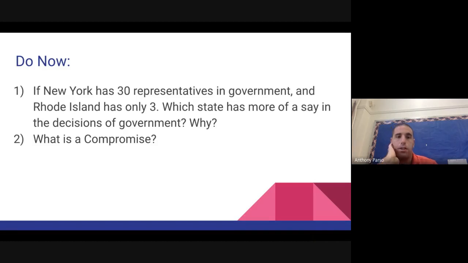Okay. Excellent. New York has more power. So having representatives means if you have more representatives, that means your state is more powerful. And there's some truth to if you have more people, maybe you should have some more representatives. Okay. So what is a compromise? So a compromise is an agreement that benefits both sides, but there's different levels of a compromise.